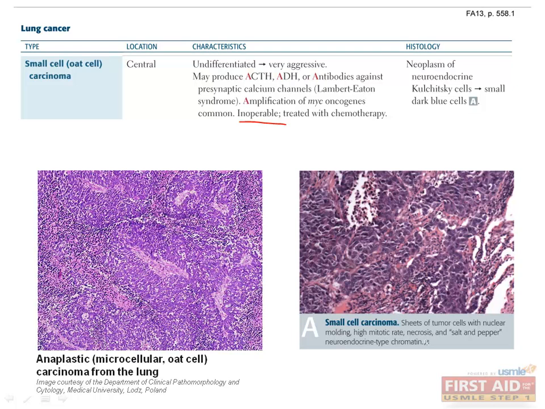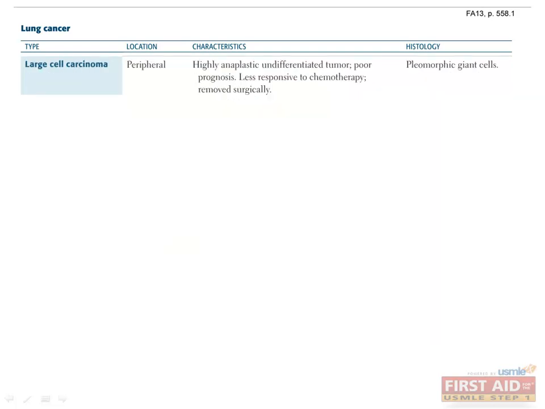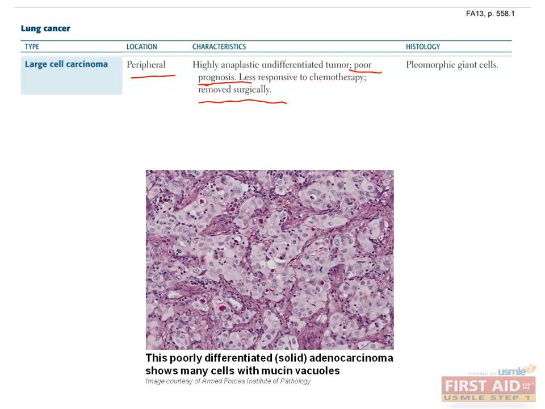Large cell carcinoma tends to be peripherally located. This type of lung cancer also has a very poor prognosis when compared with the other non-small cell lung cancers. It's not really responsive to chemotherapy, and surgical resection only works about half the time. On histology, you can see the large undifferentiated cells with mucin vacuoles, thus of course the name large cell.